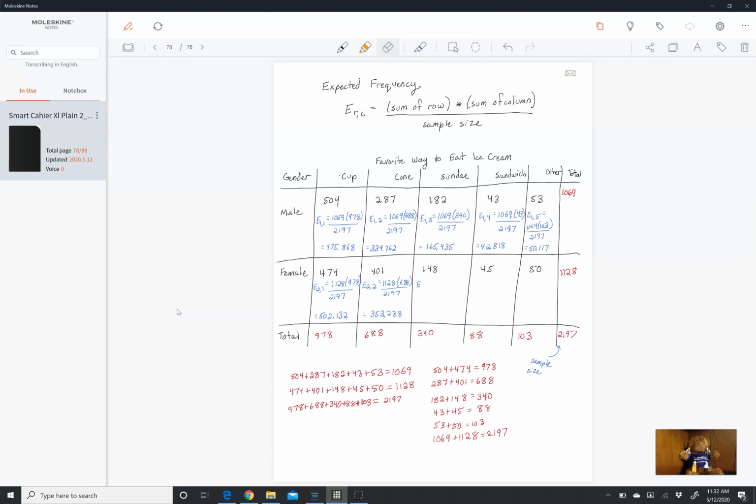This one, row 2, column 3. So again, 1,128 times 340. We divide again by 2,197. This one gives us 174.565.